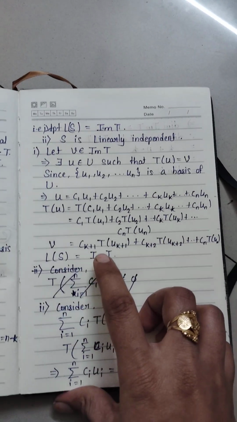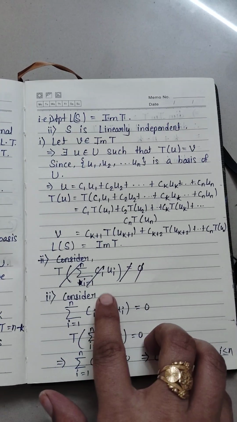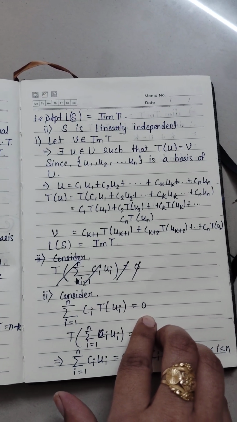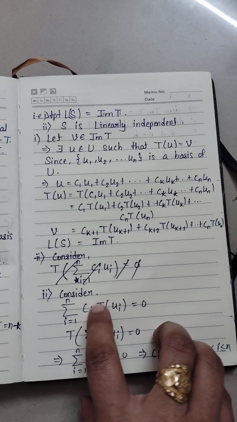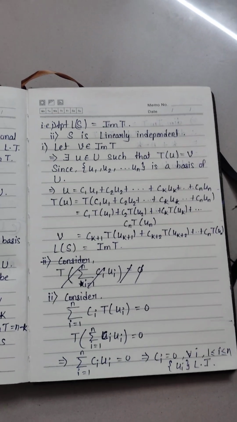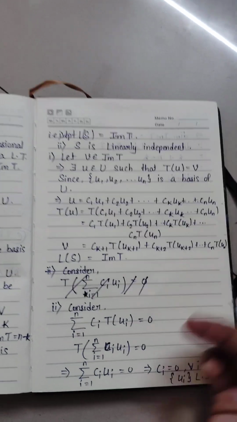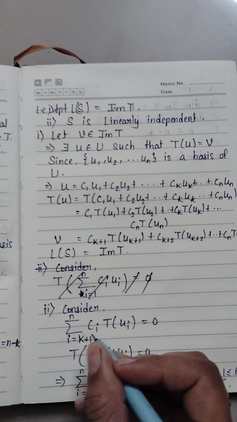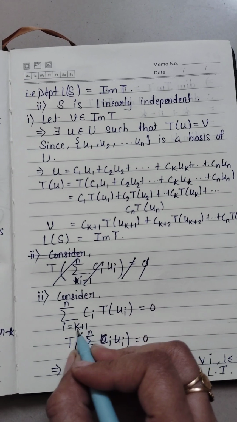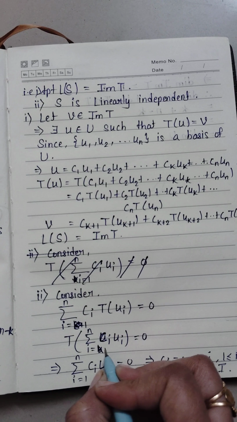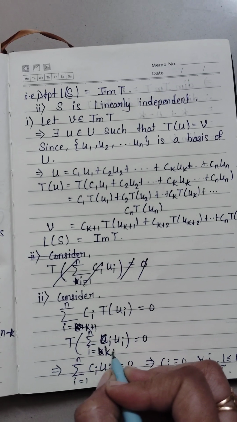Now the turn is to prove that S is linearly independent. So how do we prove linear independence? We take a linear combination of the T of ui equal to 0 and show that each one of the coefficients has to be 0. So we take i equal to k+1 to n. Here a correction: the sum over i equal to k+1 to n of ci T of ui is equal to 0.